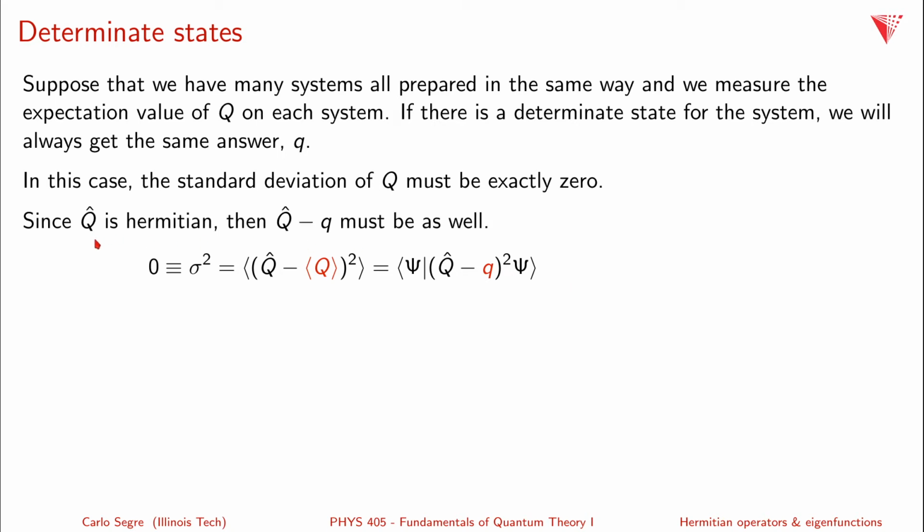Since q is Hermitian, then q minus little q, which is just a constant, must also be Hermitian. And so I can rewrite this by bringing one of those two factors of q minus q over to the left side, right? Because this is two of them. When I bring one of them over, I peel it from the right side and apply it to the left side. And so I'm left with one on the right and one on the left. So it's q minus q applied to psi, inner product with q minus little q applied to psi.